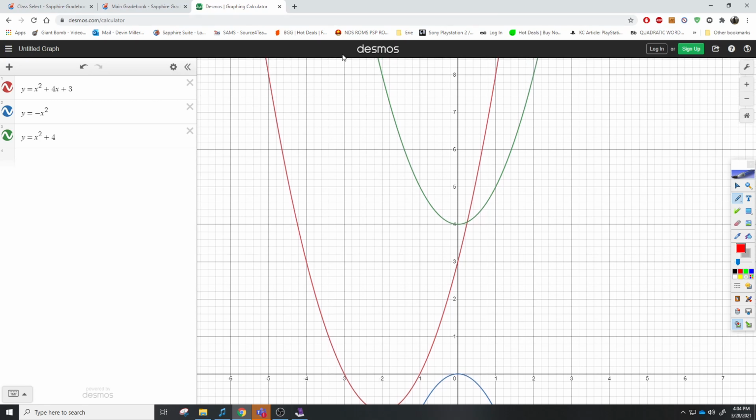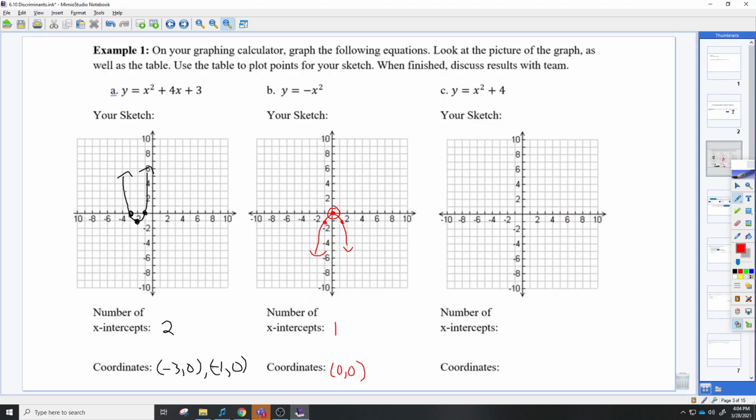We talked about the shifts. Adding a plus 4 at the end here just moves it up 4 units. So this one has no roots, no x-intercepts. So let's actually draw that. It starts at 4, and I think it just goes up like this here. And then 2 would be 8, I believe. So something like this.